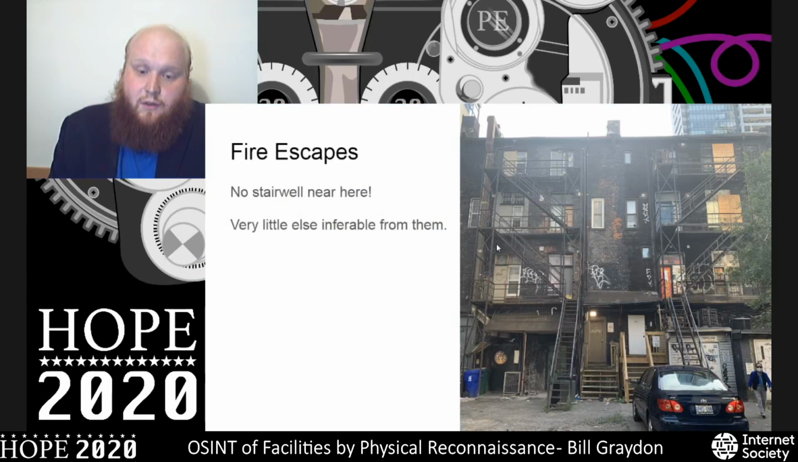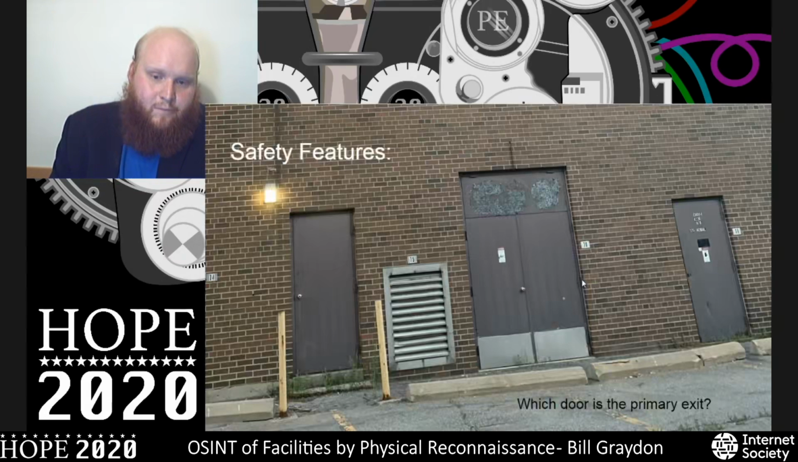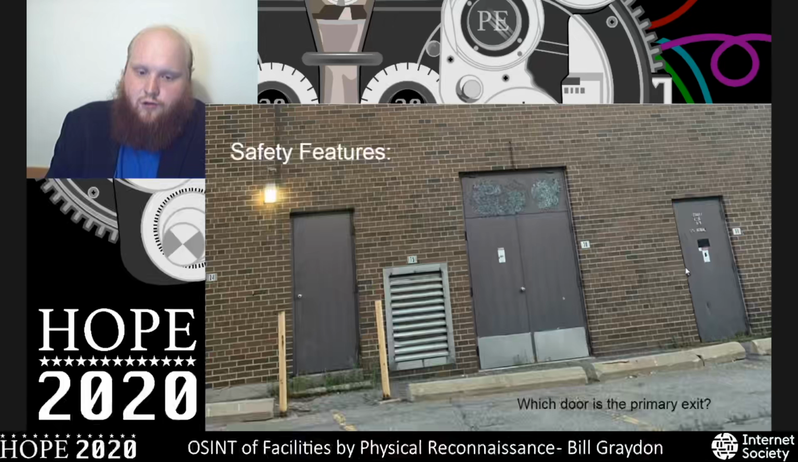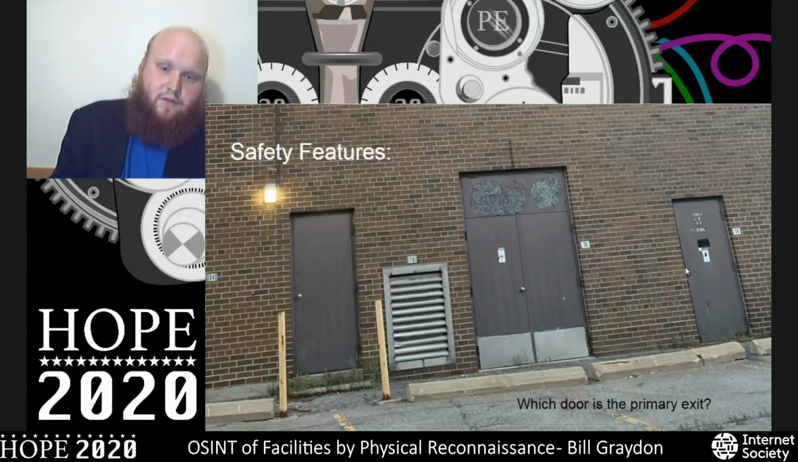When you see a fire escape, of course, that's a good indication that there's no stairwell there. Not a whole lot else you can infer from these because they are retrofits. If we have multiple doors, so I mentioned that a door at the bottom of a building is a good indication that there might be a staircase on that column of windows above it.